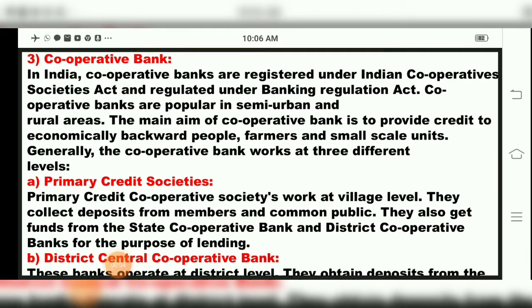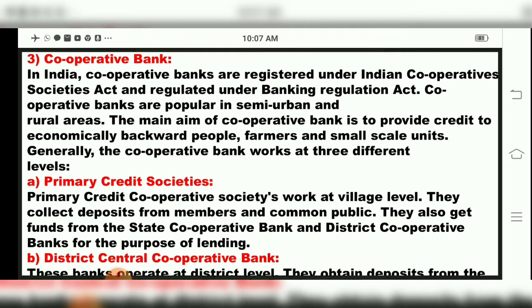Good day, dear students. Last period, we studied in business services about cooperative bank. Also, we studied about primary credit societies, but for revision part, again I will repeat what is cooperative bank. Cooperative banks are mostly established or popular in semi-urban and rural areas. And the main aim of cooperative bank is to provide credit to economically backward people, especially farmers and small scale industries. So cooperative bank will help them, and it is at three different levels.